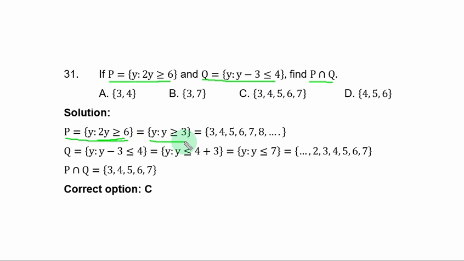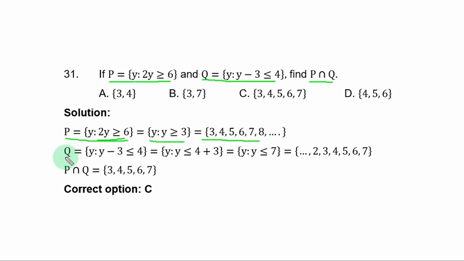What this set means is that you list the elements of Y starting from 3 to infinity. Now, looking at the options, the highest element there is 7. So don't waste your time listing other elements. So let's start from 3 to about 8. So these are some of the elements in set P.